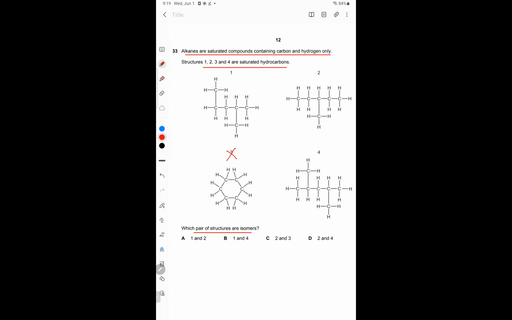Sir, 1 and 2. Okay, let me check. 1, 2, 3, 4, 5, 6. 1, 2, 3, 4, 5, 6. And 1, 2, 3, 4, 5, 6, 7. So it has more carbon, so 4 goes wrong. So we are left with 1 and 2. So 1 and 2 means A is the correct answer.